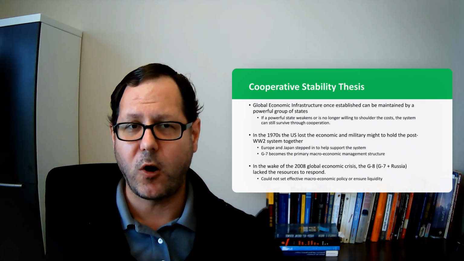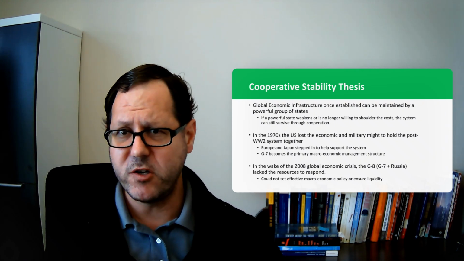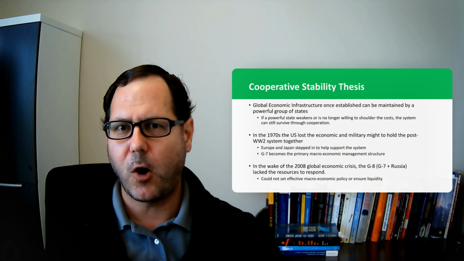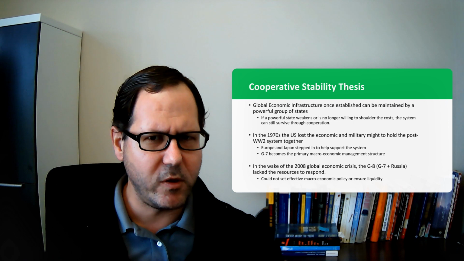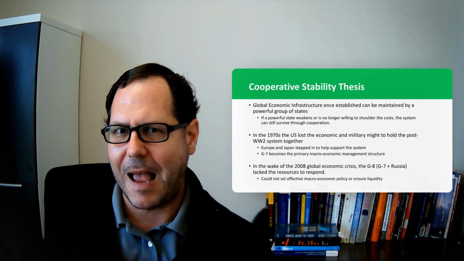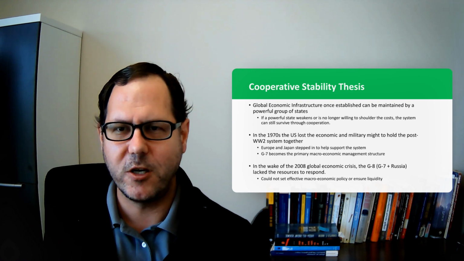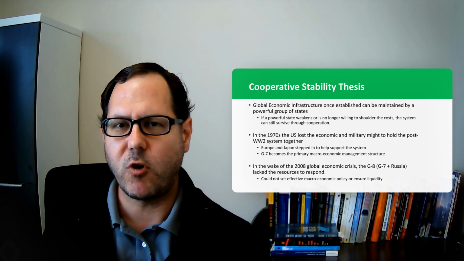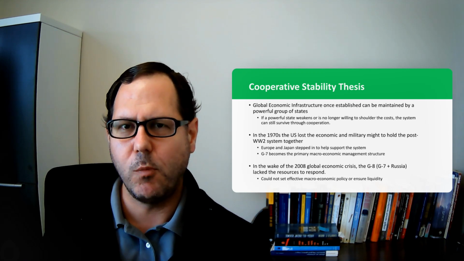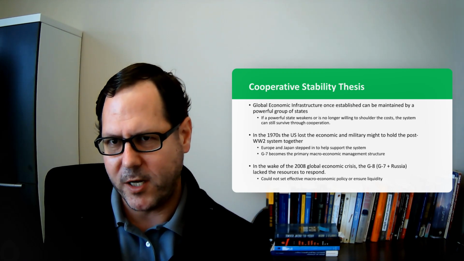It began breaking apart. The fixed exchange rate system that had been put in place at the end of World War II comes apart in the 1970s. There's oil shocks and all sorts of problems. And yet the global economy doesn't collapse, even though the United States is no longer in a position to provide all this global economic infrastructure. And so people pushed back and said, well, maybe you can get that global economic infrastructure through cooperation.